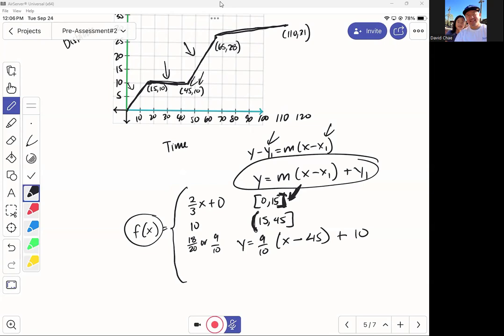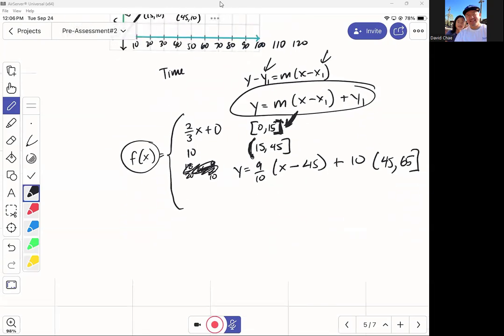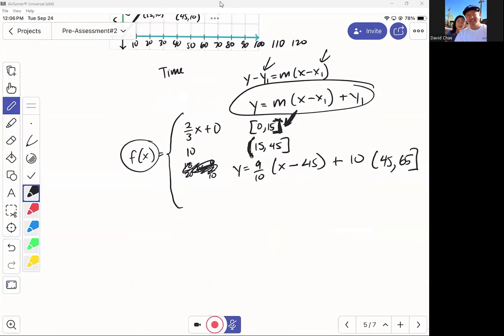That's good. All right, what's our interval notation for that one? Parentheses, what? 45, comma, what does it end? 65. All right. And then the last one is what? Y equals, actually, I don't even have to put y equals because the y equals is here.